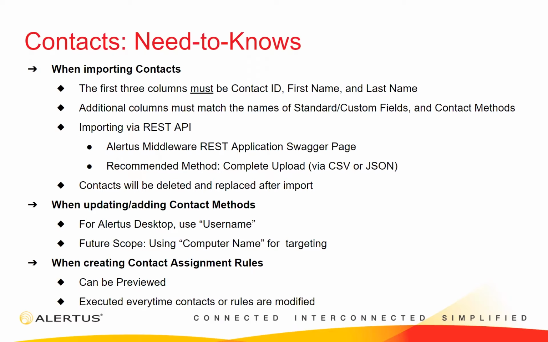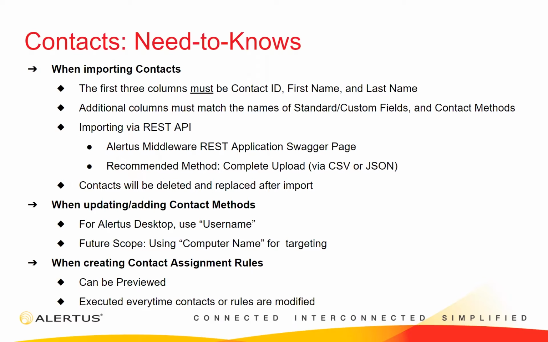When adding or updating contact methods, remember that contact methods are used when targeting a recipient. And for contacts, how we target them is via Alertus Desktop. So username is the common method used for that. If you have been playing around in there, you probably noticed that we also have computer name existing in the dropdown as a contact method. However, this isn't fully implemented for targeting yet, but this functionality will hopefully be added in the near future.